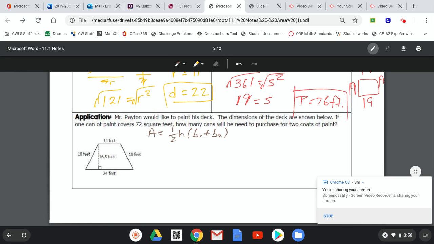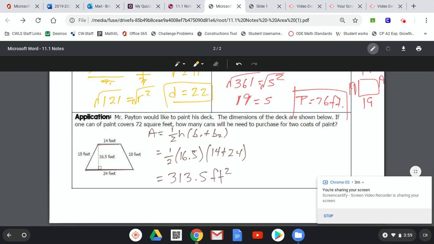Okay. So once we do that, we're going to plug in all the information. It's nice that they give us all the information there. So we just plug in 1/2 times our height, which is 16.5. And then our bases, which are 14 and 24. Those are our parallel sides. So 14 plus 24. All right, so we plug that all in. And when we do that, we should get a final answer of 313.5 feet squared.